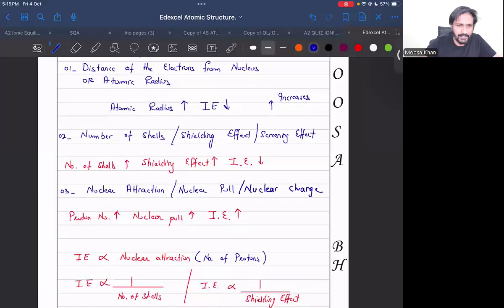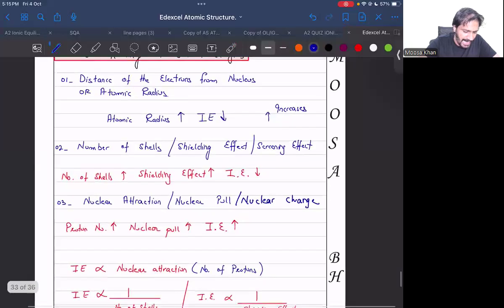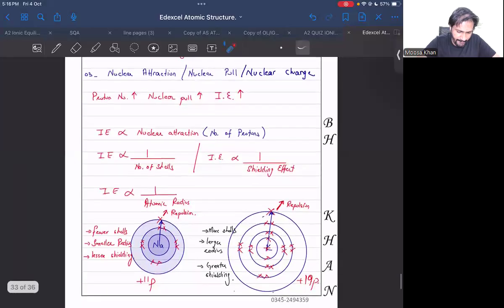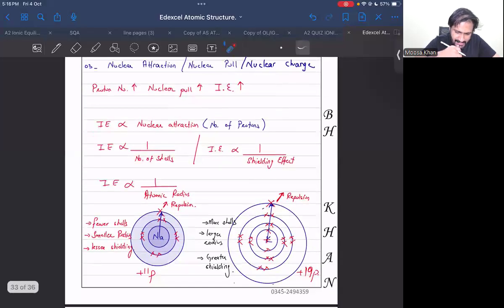Got it? If I try to write it mathematically for you, ionization energies are directly proportional to the nuclear attraction and inversely proportional to the number of shells. Because when you increase the number of shells, shielding will increase and values of ionization energy would decrease. But when you increase the number of protons, nuclear attraction will increase and the values of first ionization energies will increase. Got it? And there is just a little explanation over here that we have already discussed.